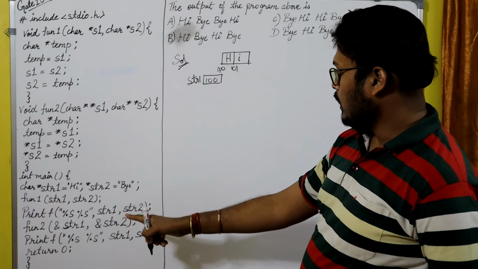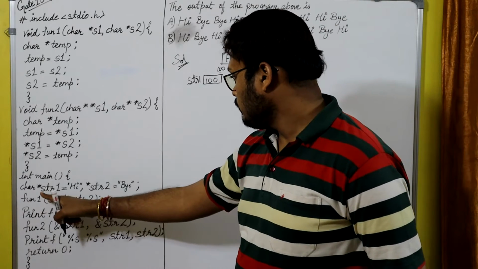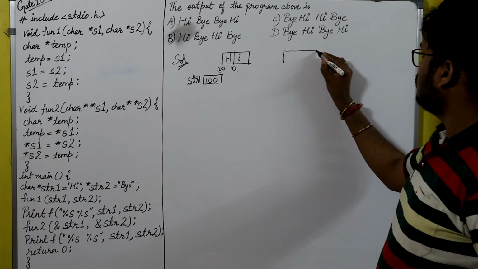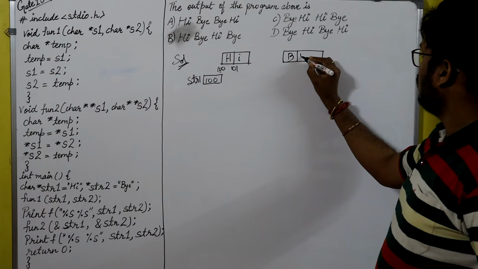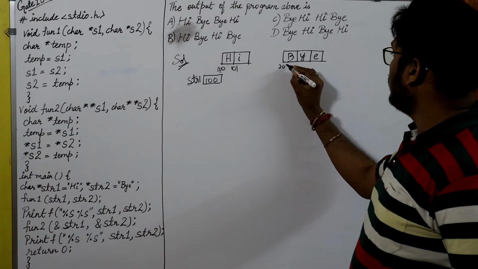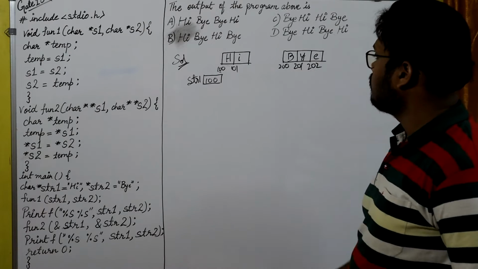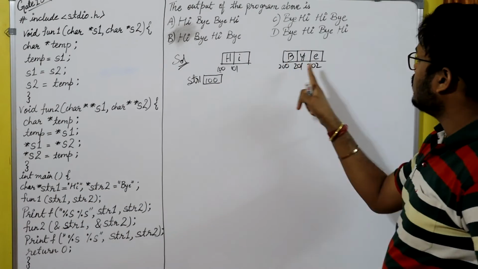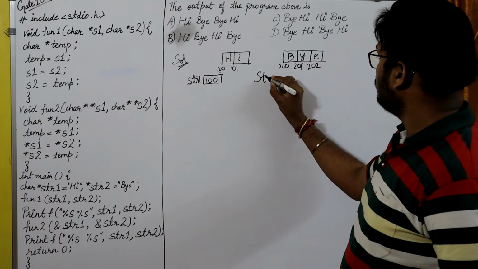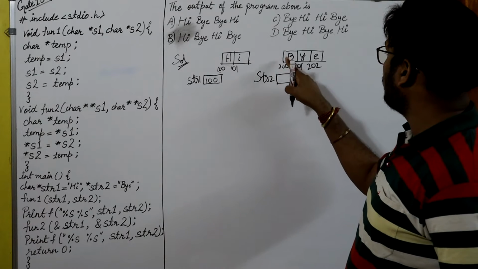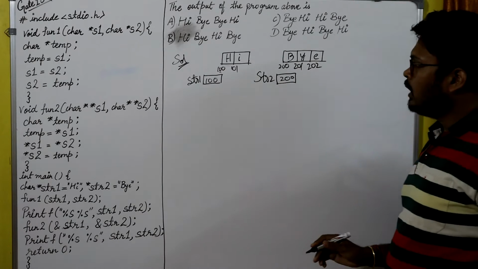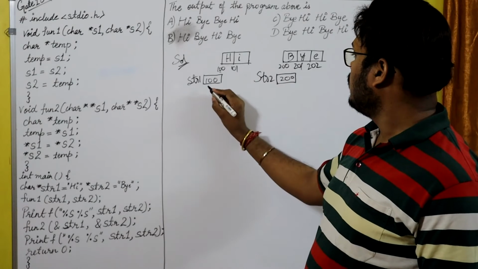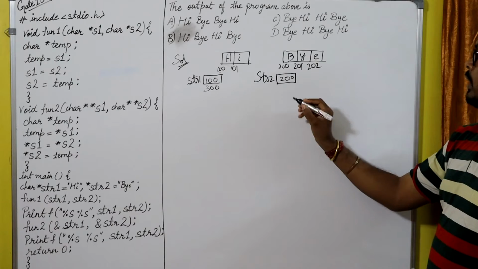Another one is there: char star str2 is equal to bye. So another array is there, bye, and let's give the addresses like 200, 201, then 202. Same concept: str2 is a pointer to the character, pointer to this character. So str2 will hold the base address of this array, 200. Also, str1 will have some address, let's say 300, and str2 will have the address, let's say 400.